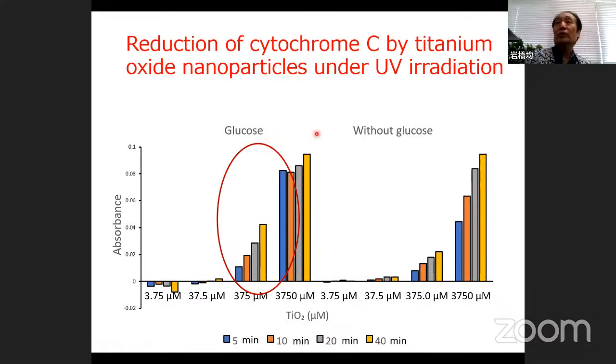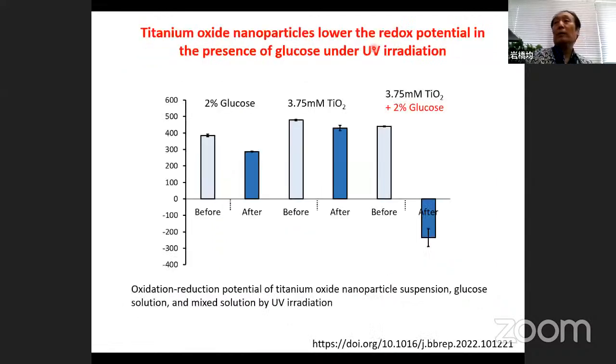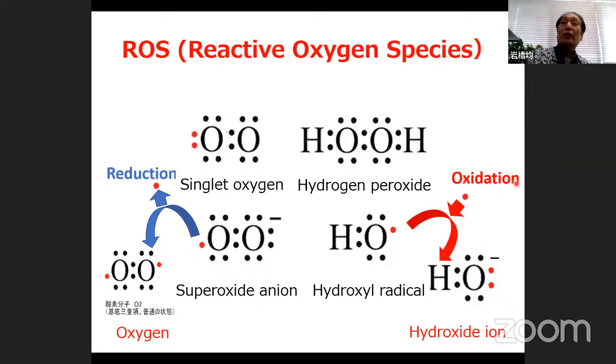So in the presence of glucose, there's more reduction of cytochrome C. That means titanium dioxide in the medium produced a reductive environment. And we measured redox potential in the presence of glucose under UV. So this is more reductive. And this is a condition in which anaerobic microbes can grow. So this is oxidation. So hydroxy radical contributes to oxidation, but superoxide anion or electrons contribute to reduction.